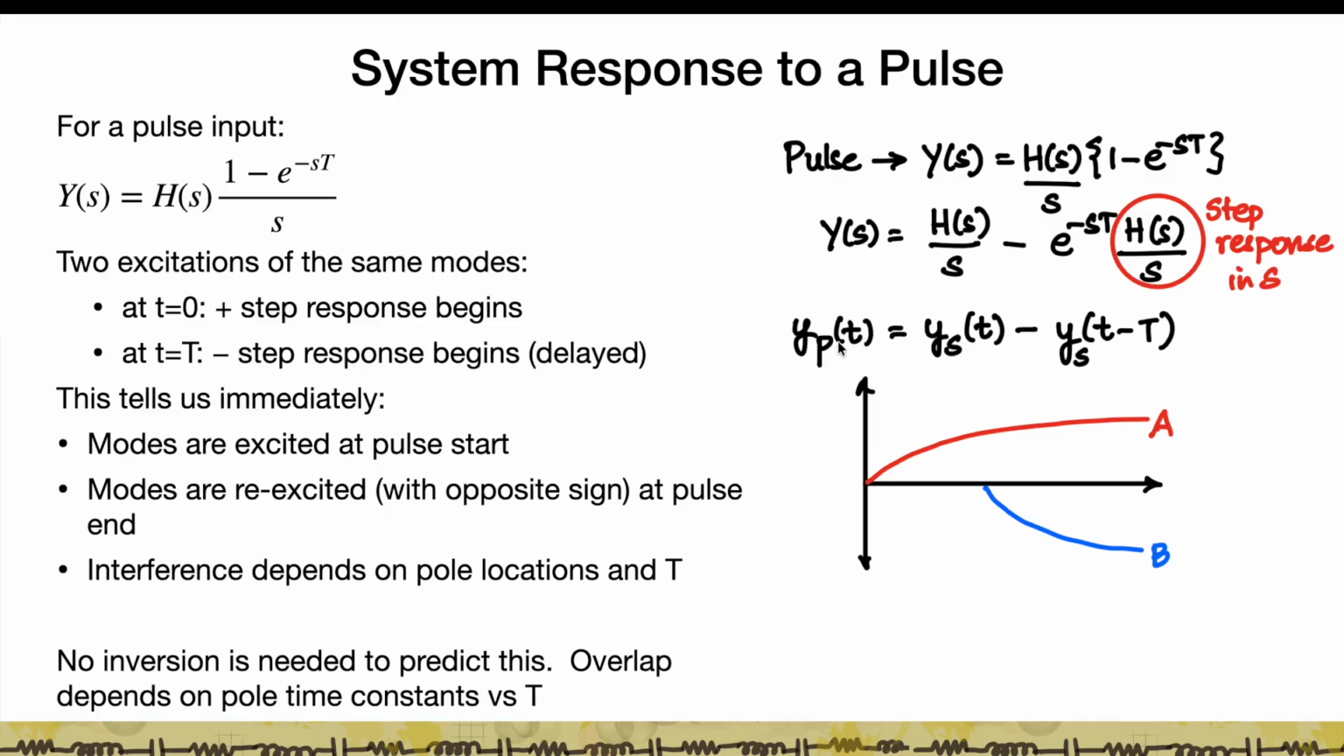This means that the pulse response in time is a step response starting at time 0 minus another step response starting at time capital T. So the pulse response is literally the response to turning the input on minus the response to turning it off after T seconds. Without any inversion, you can already predict modes are excited at pulse start, re-excited with the opposite sign at the end, and the interaction depends on whether the start response had time to die before the end event. This is the key idea you must walk away with.